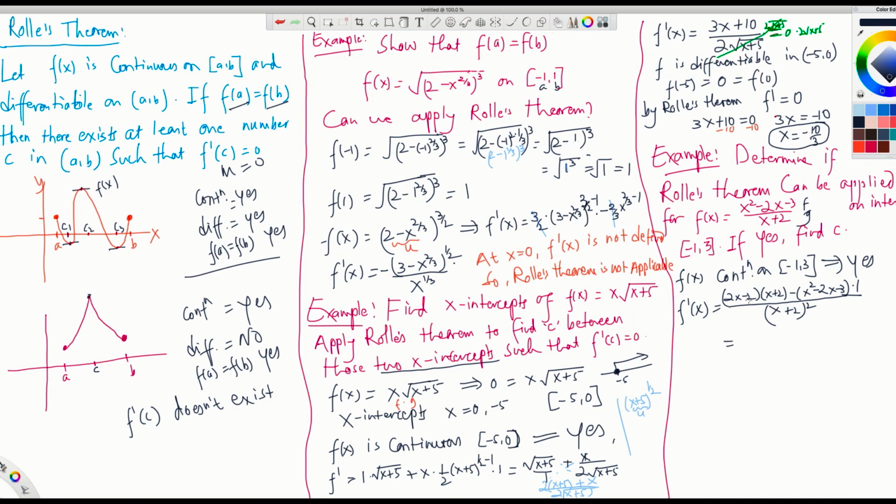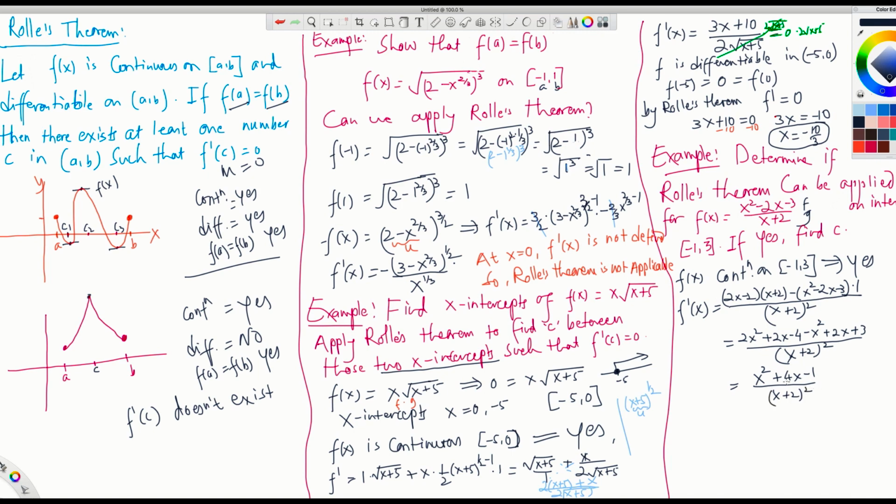If I simplify, what do I get? I need to FOIL this one. It is 2x times x is 2x square, plus 4x minus 2x will be plus 2x, minus 4, and there will be negative x square plus 2x plus 3, over (x plus 2) square. Now if you simplify, 2x square minus x square is x square, and then plus 4x, and minus 4 plus 3 is -1. This is what I get over (x plus 2) square.